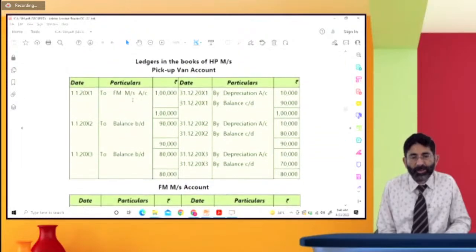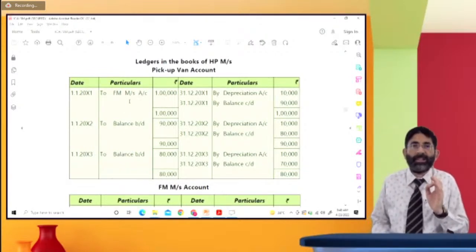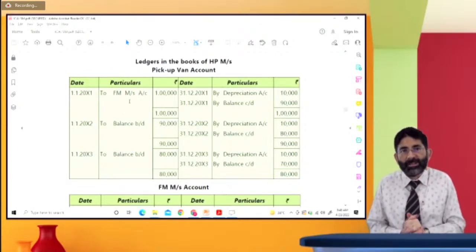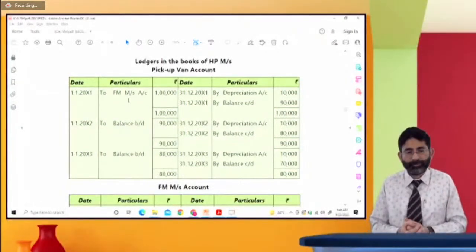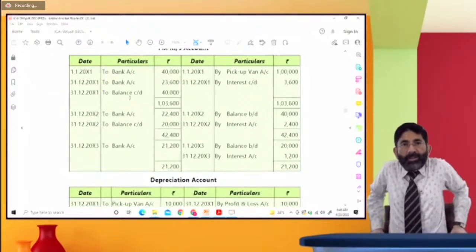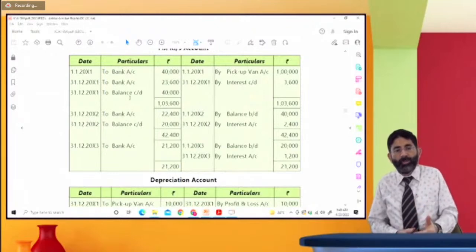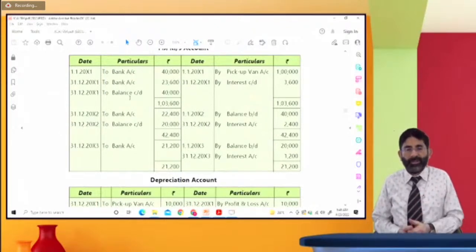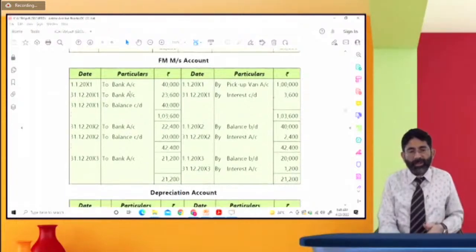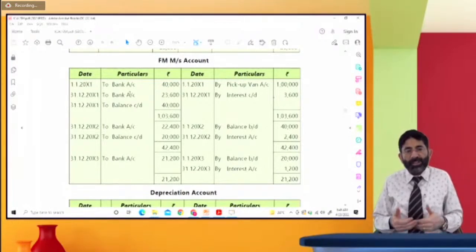Now see the ledger account in the books of HP Messrs. That is, two major accounts will be prepared. One is the asset account, second is the vendor account. So in the asset account, entries are very simple in method. Any doubt in it? FM account is also very easy. It is helpful in calculation of interest also. If we are using this pro forma, there is no need of calculating interest separately. If you have to prepare the ledger account of your vendor, then interest can be easily calculated from here also.